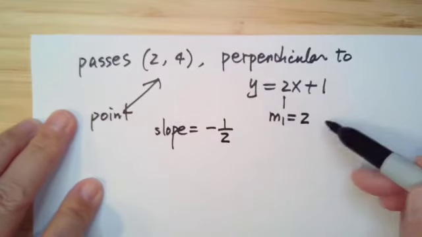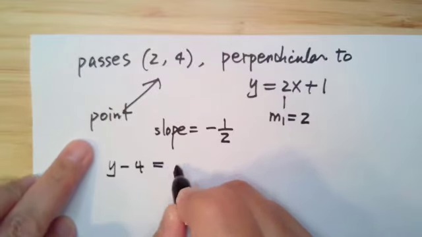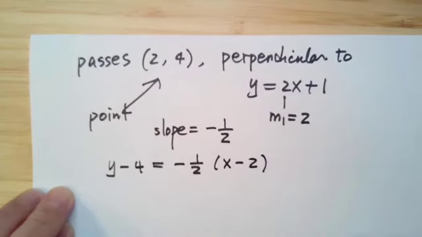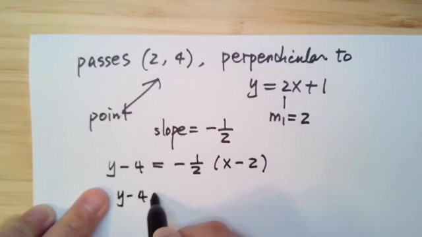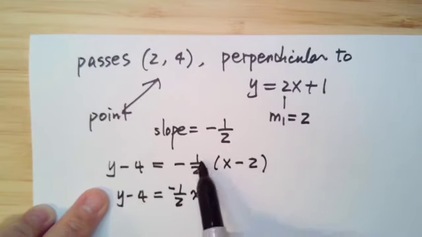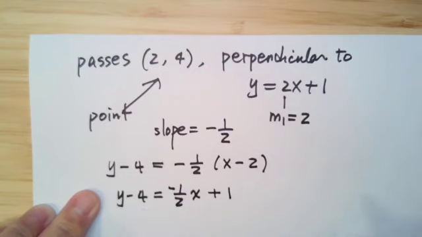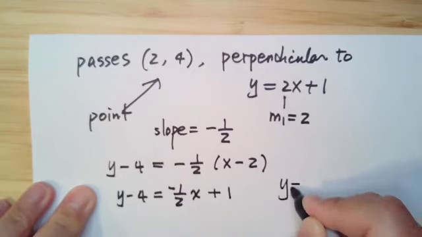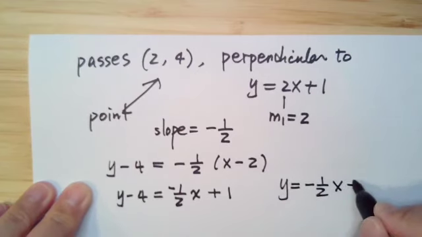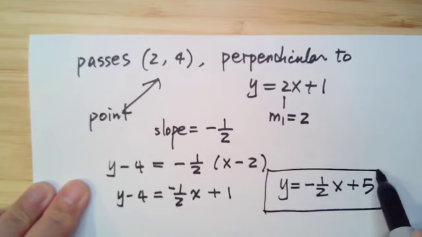Okay, negative inverse. I have a point, I have a slope, so I get y minus 4 equals negative 1/2 times (x minus 2). So y minus 4 equals negative 1/2 x, and negative 1/2 times negative 2 is plus 1. And then I just need to add 4 on both sides. Therefore, I get y equals negative 1/2 x plus 5, since 4 plus 1 is 5. And this is my answer.